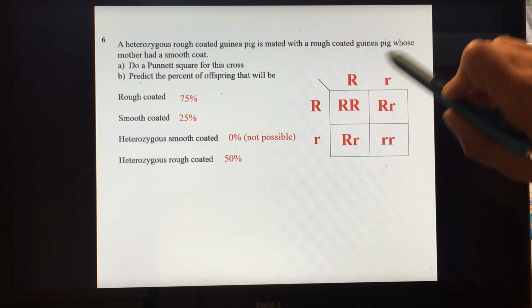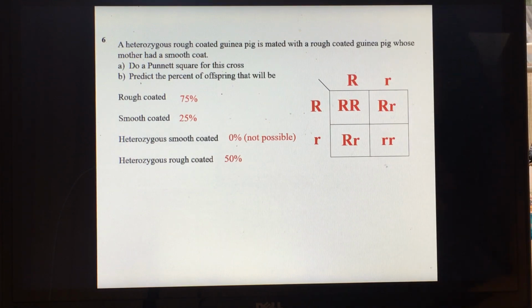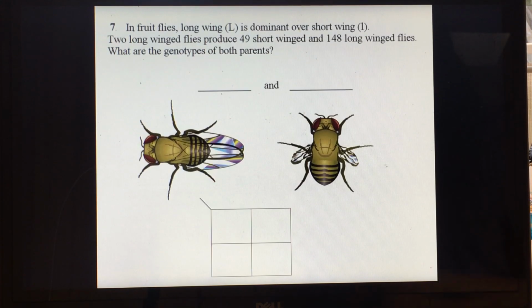Now remember, these Punnett squares represent probability of producing offspring with different genotypes and therefore phenotypes, but this doesn't represent actual individuals. It's a probability problem.